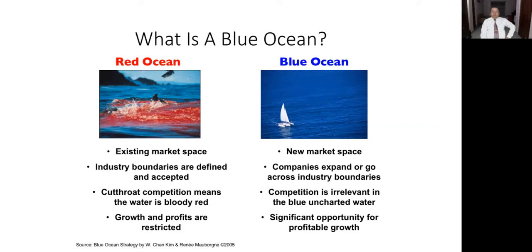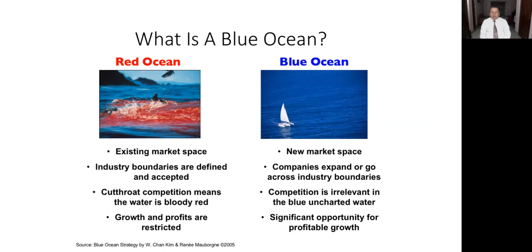In red ocean, industry boundaries are defined and accepted. In blue ocean, companies expand and go across industry boundaries. In red ocean, you have cutthroat competition, meaning the water is bloody red, like you see in the picture. And in blue ocean, competition is irrelevant in the blue uncharted water. But building that blue ocean is not easy.